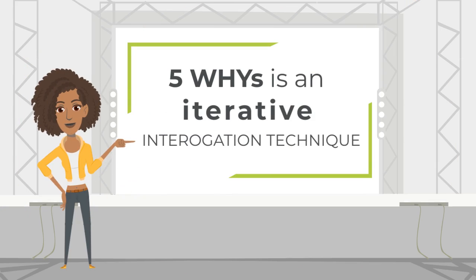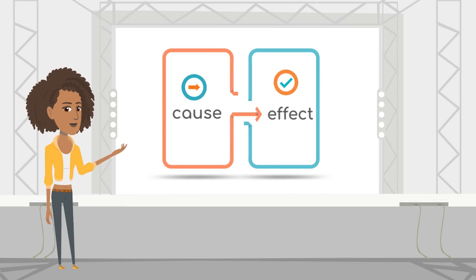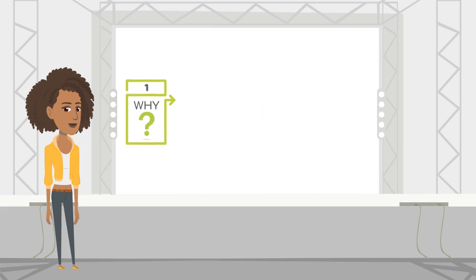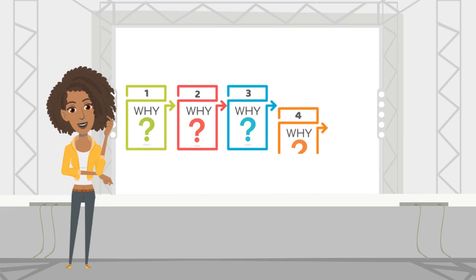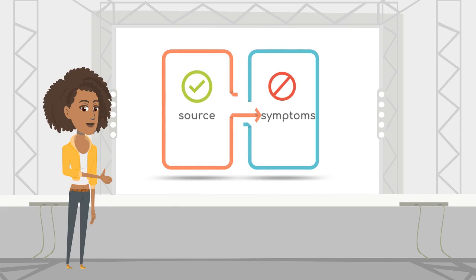The 5 whys is an iterative interrogation technique used to explore the cause and effect relationships to get you to the root of the problem. The goal is to ask why 5 times, each answer forming the basis of the next question to help your team address the source of the issue rather than the symptom.